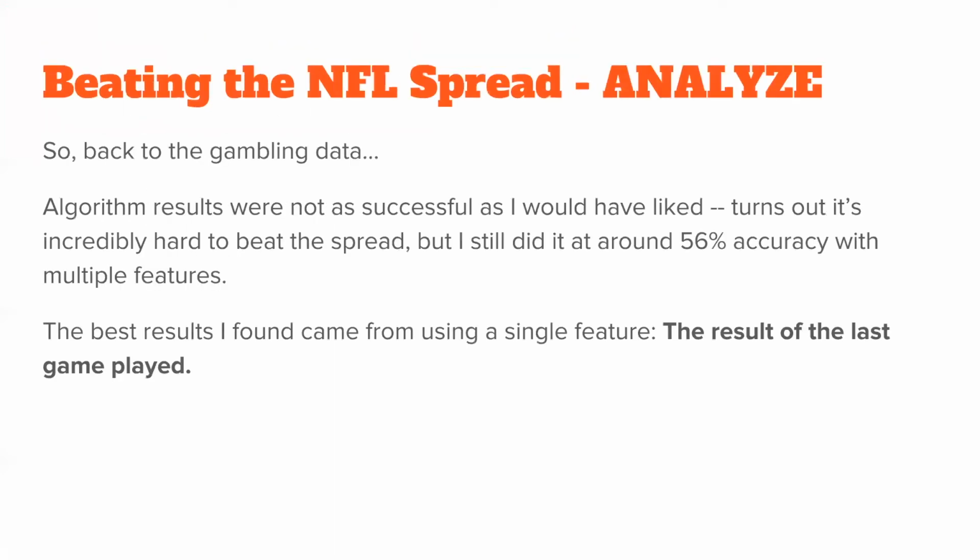So back to the gambling. Remember we were talking about the gambling data? So the algorithm was not quite as successful as I was hoping. It turns out that people in Vegas who get paid hundreds of thousands of dollars actually know what they're doing. And I was able to get about 50% accuracy with multiple features, which is beating the spread technically.